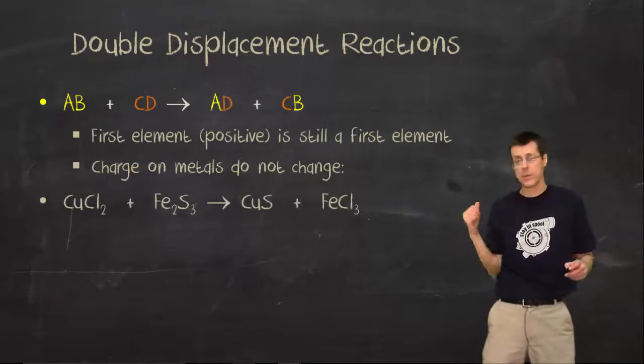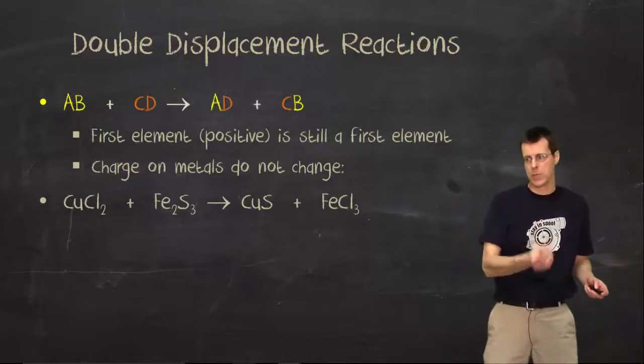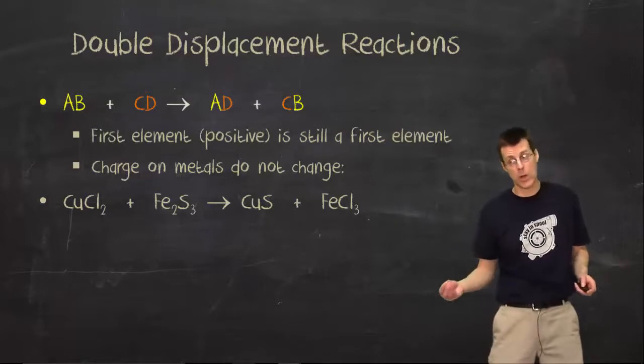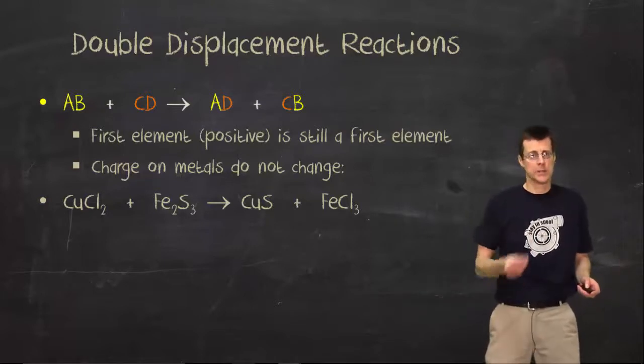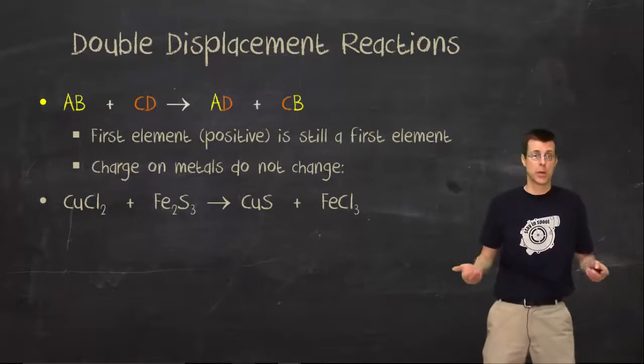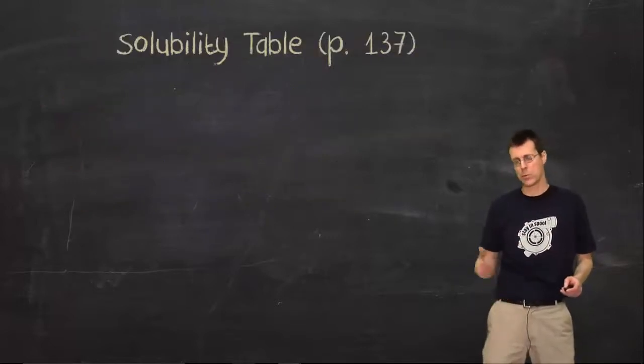So if you were to look at a double displacement reaction like the one I have here, iron is an iron plus 3 ion as a reactant. It's an iron plus 3 ion as a product. And the copper ion is a plus 2 ion as a reactant and a plus 2 ion as a product. And that's going to be important when we are predicting products, more importantly than what we're doing right now.